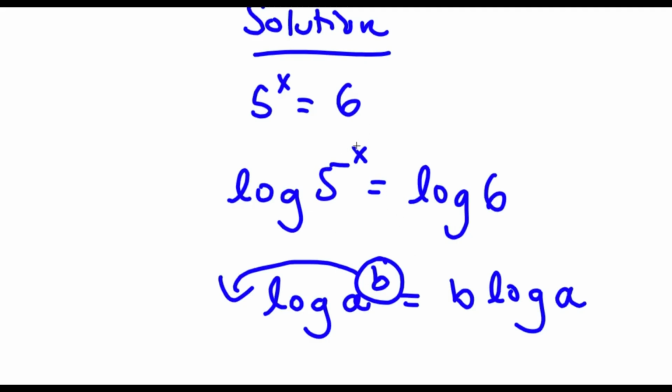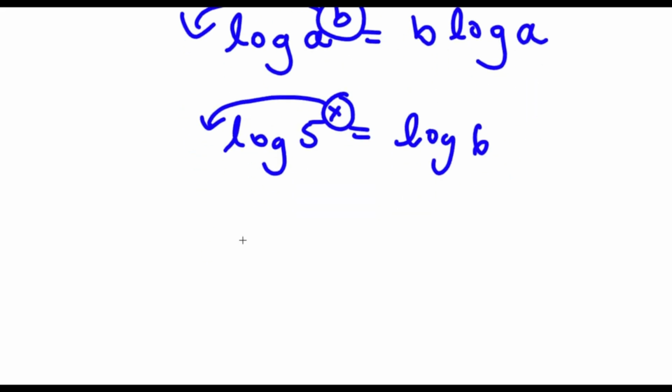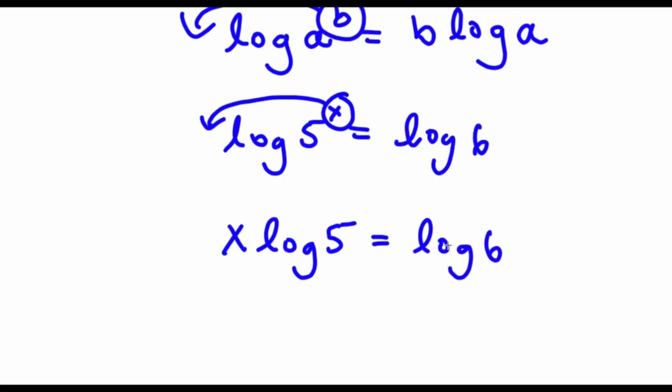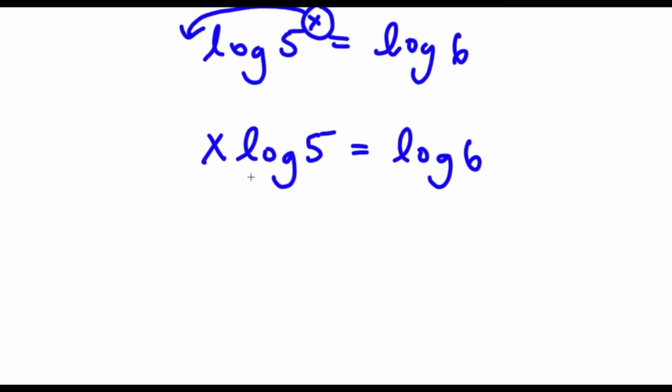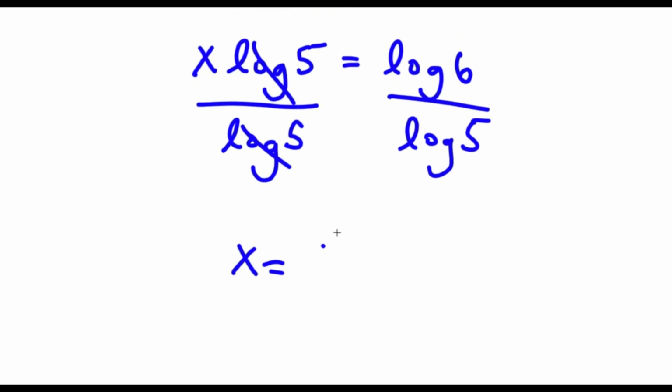So now, as you can see, once we make the exponent x go to the front, it's going to be a real term, and then it's going to be much simpler to solve for it. So I have log 5 to the power of x is equal to log 6. And now if I move x to the front, I get x times log 5 is equal to log 6. Now I'm simply just going to divide both sides by log 5. So then these two cancel out, and now I'm left with x is equal to log 6 over log 5.